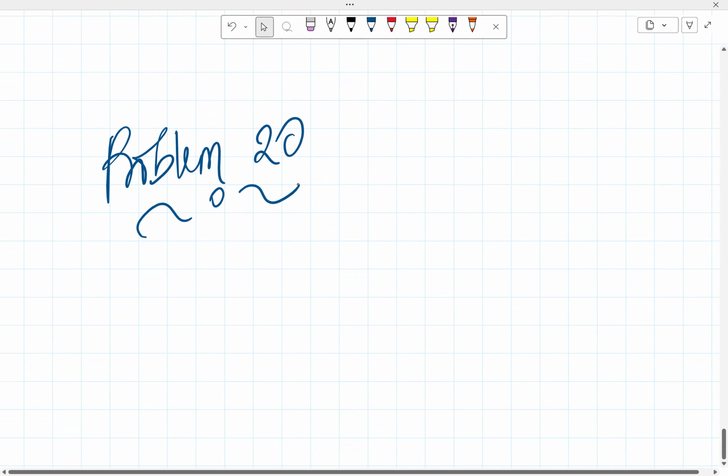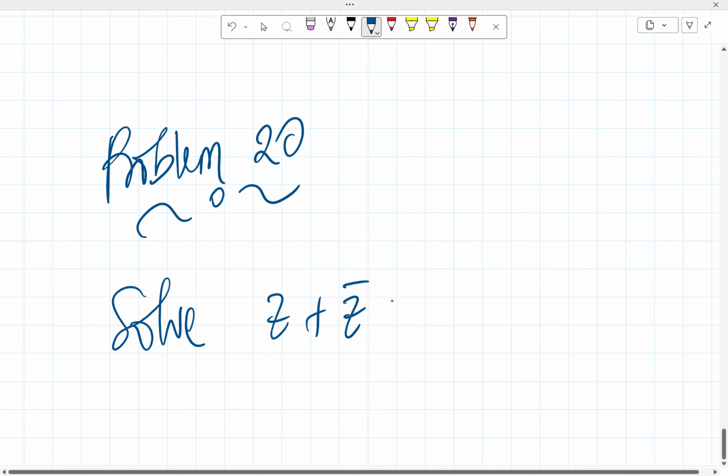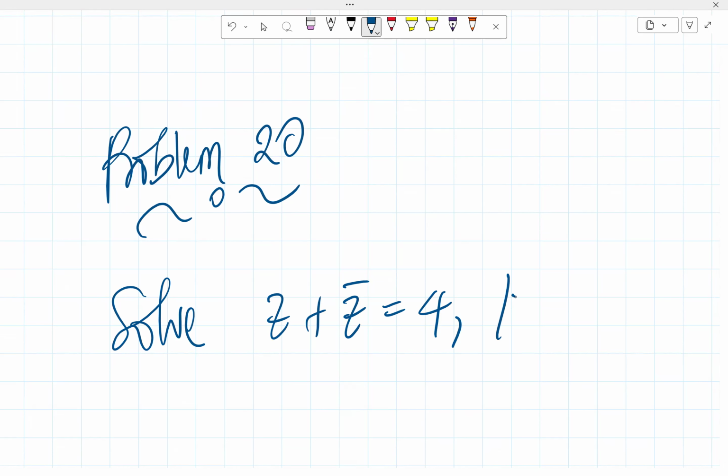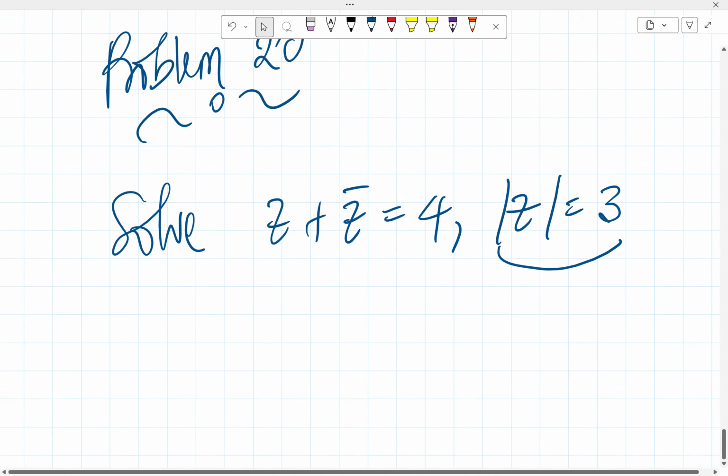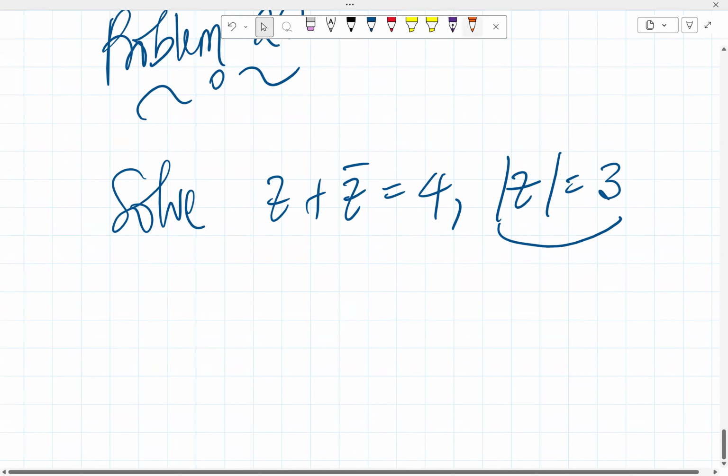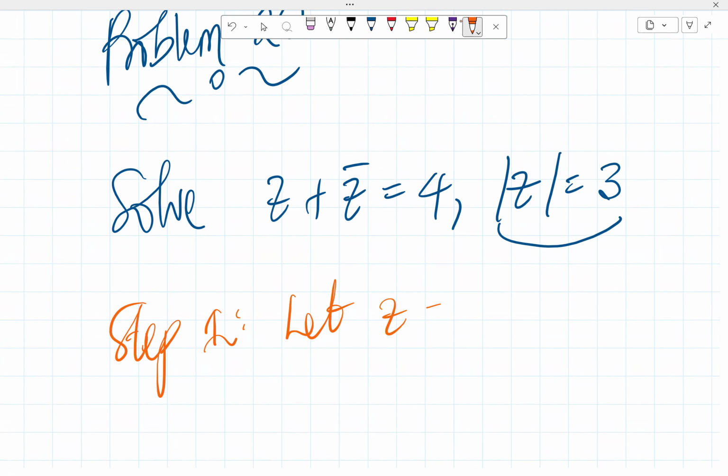For problem 20, we want to solve z plus z bar equals 4, where the absolute value of z is equal to 3. This is a circle of radius 3, in short a circle whose center is at the origin and whose radius is 3. So we go for step 1. We let z be equal to x plus iy, so that z bar is x minus iy. Z bar is simply the conjugate.